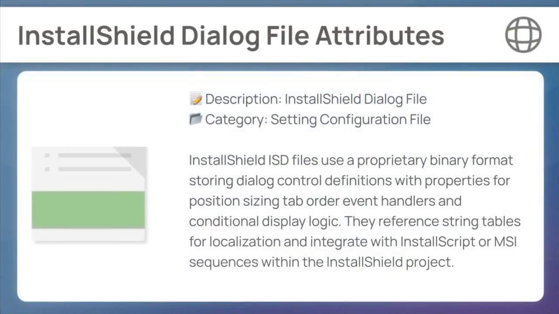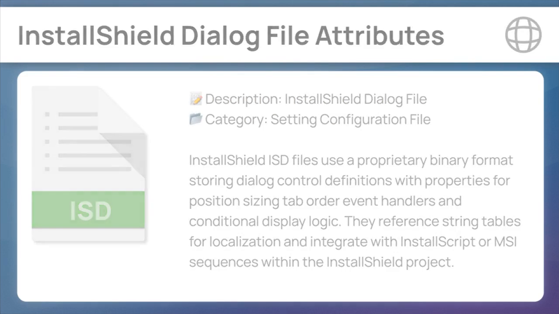InstallShield ISD files use a proprietary binary format, storing dialog control definitions with properties for position, sizing, tab order, event handlers, and conditional display logic. They reference string tables for localization and integrate with InstallScript or MSI sequences within the InstallShield project.